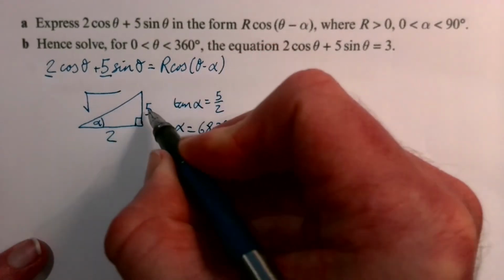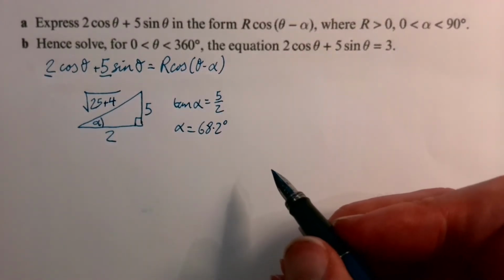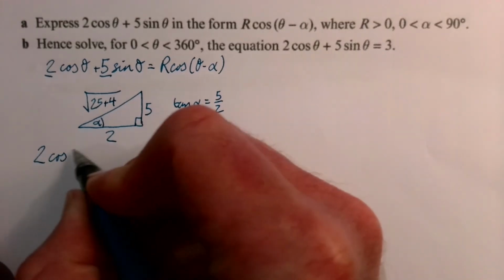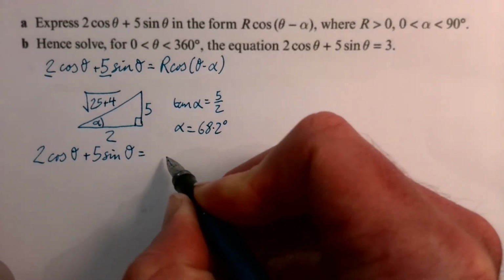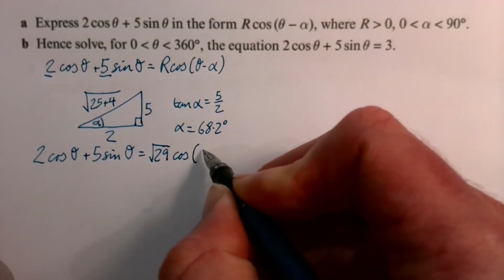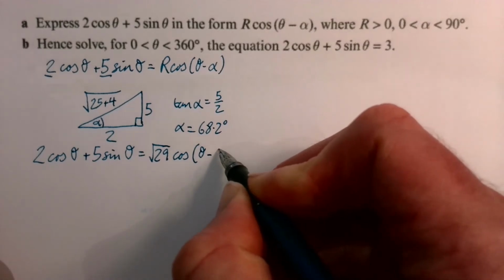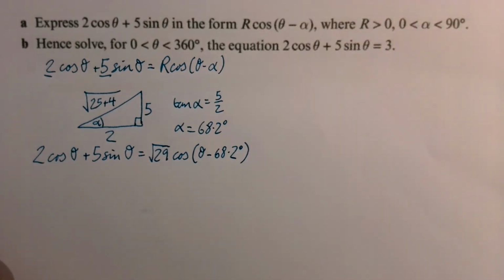The hypotenuse of this is going to be 25 plus 4, isn't it? 5 squared plus 2 squared. So that is r being root 29. So we can say here 2 cos theta plus 5 sin theta equals root 29 cos theta take 68.2 degrees. And then it wants us to use that to solve this equation.